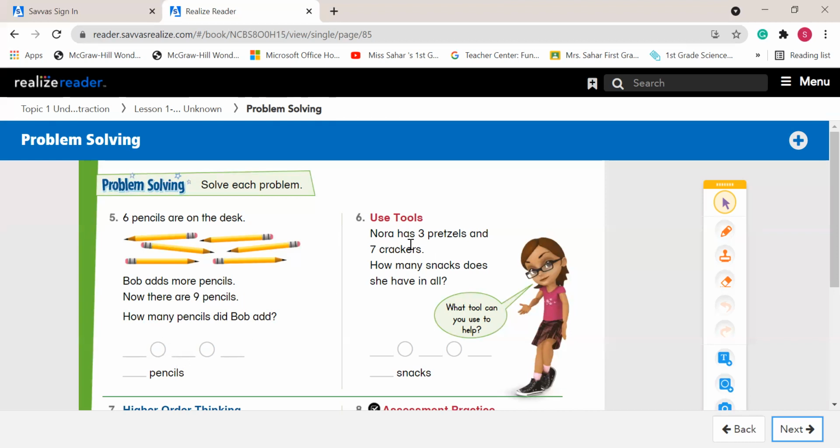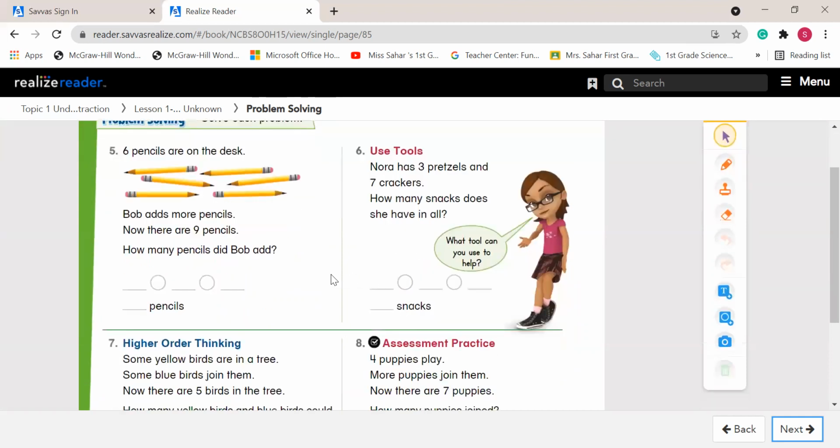Use tools. Nora has 3 pretzels and 7 crackers. How many snacks does she have in all? She has 3 pretzels and 7 crackers. So I'm going to add the 3 with the 7, my 2 addends, to get my total. All right, so she will have 10 snacks.